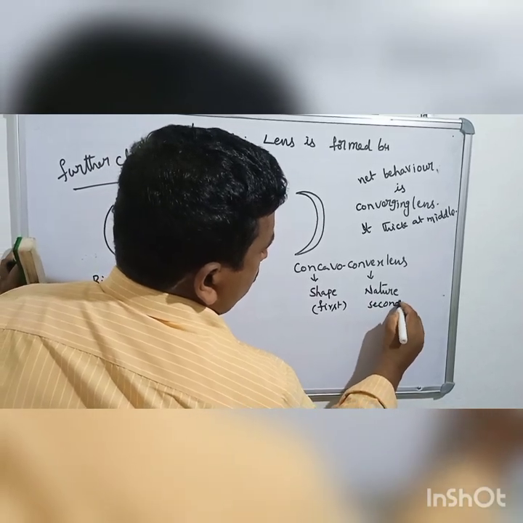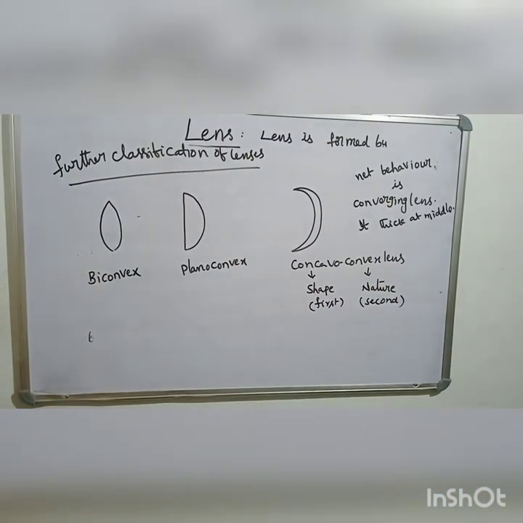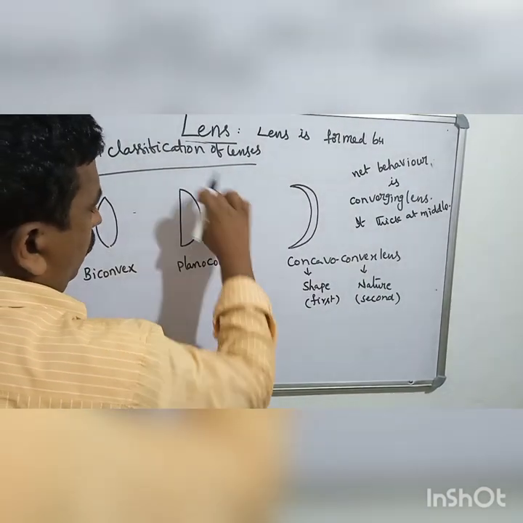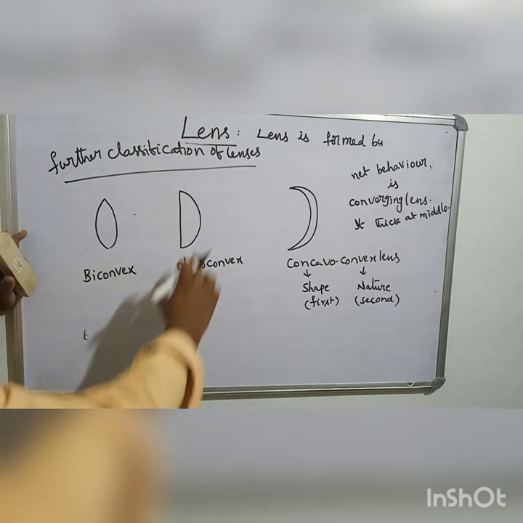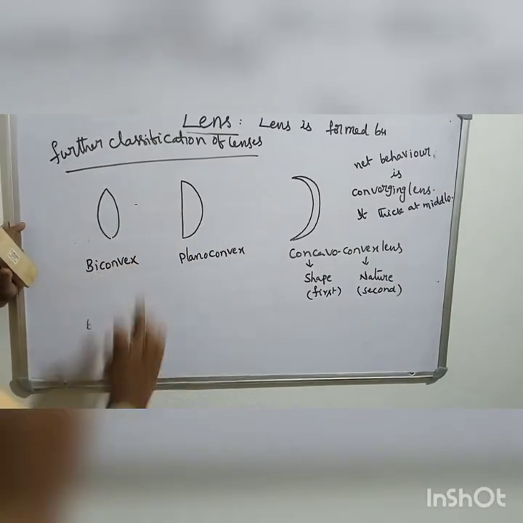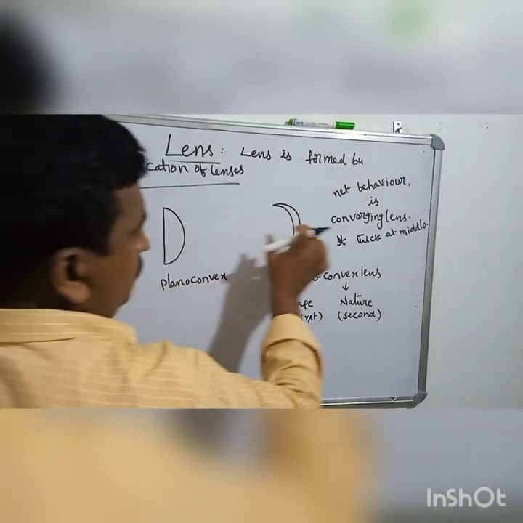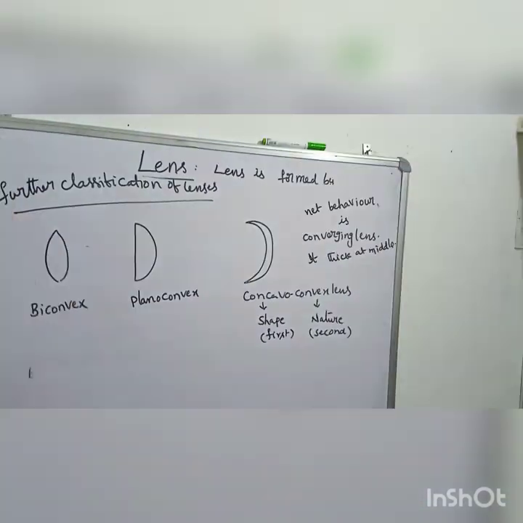The first word represents shape, the second represents nature. What is the nature here? Converging lens. Plano convex: first plano is the shape, convex is the nature, so it is also a converging lens. All of these are converging. Biconvex is converging, plano convex is converging, concavo convex is also converging.